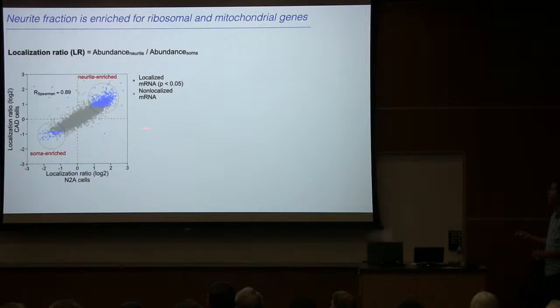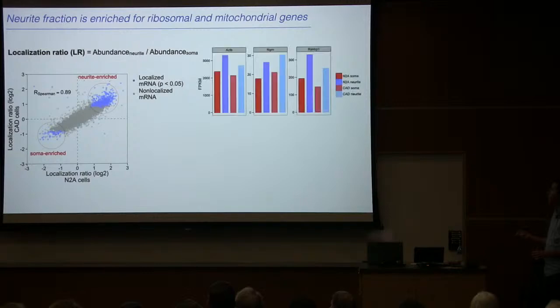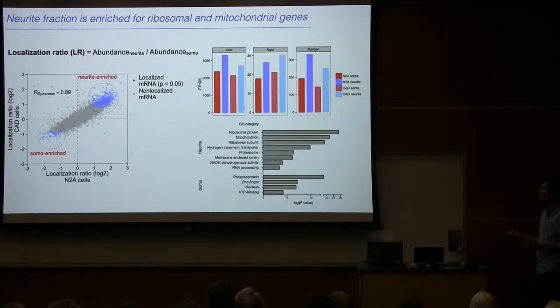If we just ask, what is this neurite-enriched RNA, we can take some of the examples in the literature that people have identified previously as neurite-enriched RNA. They're neurite-enriched in our samples. And just generally, they tend to encode for ribosomal proteins and mitochondrial proteins, both of which are consistent with the literature about the subject.